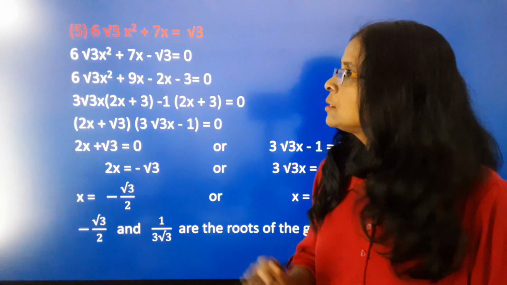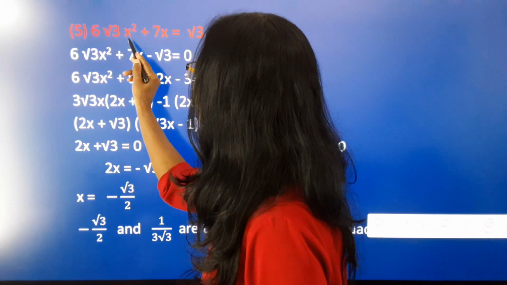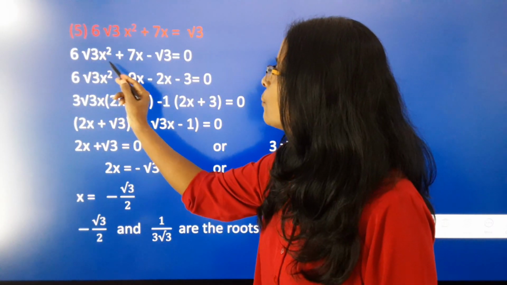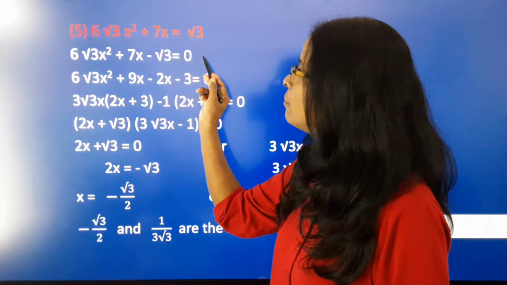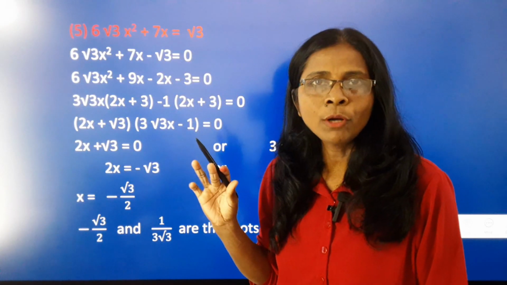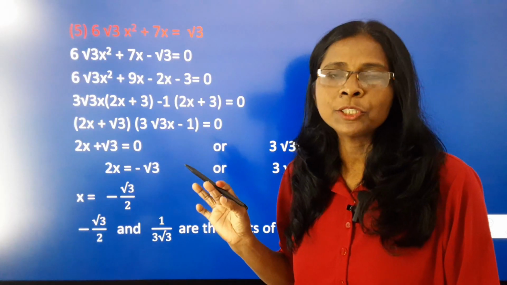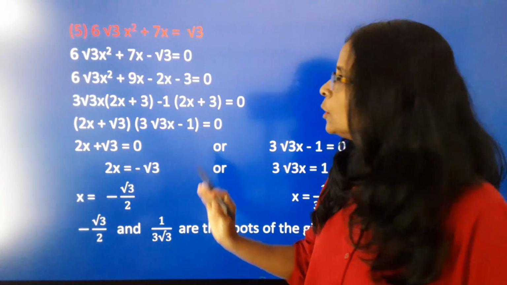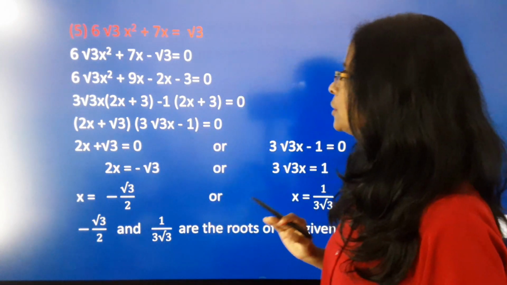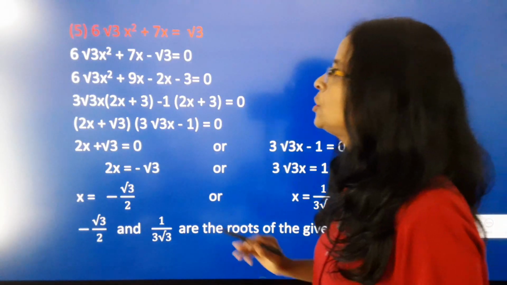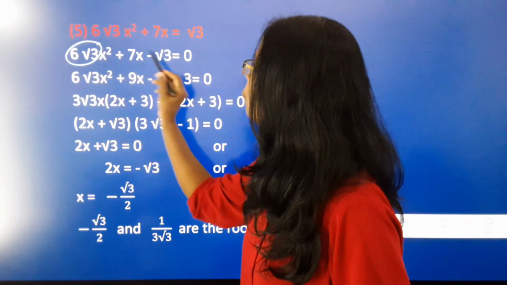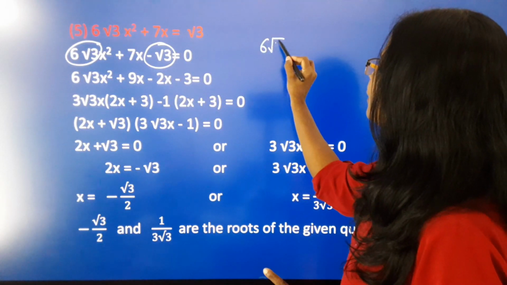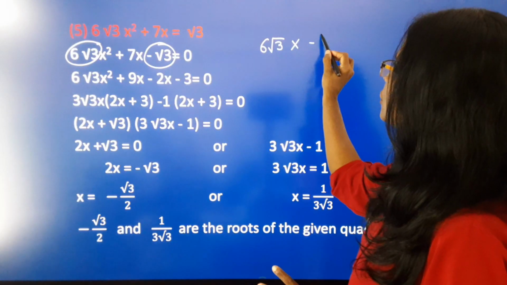Next example students, 6 root 3 x square plus 7x is equal to root 3. So now 6 root 3 x square plus 7x minus root 3 is equal to 0, which is the general form or standard form of the quadratic equation. Then we are ready to solve the example by the factorization method. So now here we want two numbers such that the product of the coefficient of x square and the constant.